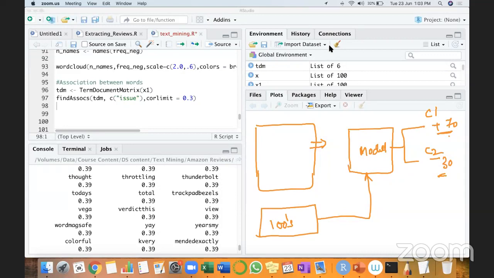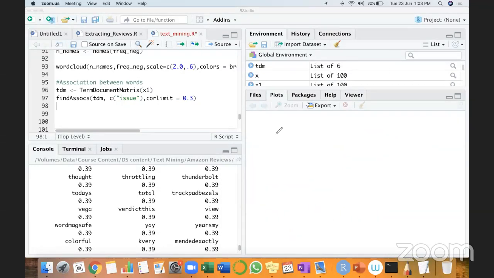The next one is how to extract data from Twitter. We'll see Twitter data extraction. That's the second thing, and the third thing is emotion mining. So emotion mining is the third topic we are going to discuss tomorrow. This is the agenda for tomorrow, and that concludes our text mining module. So that's all for today.